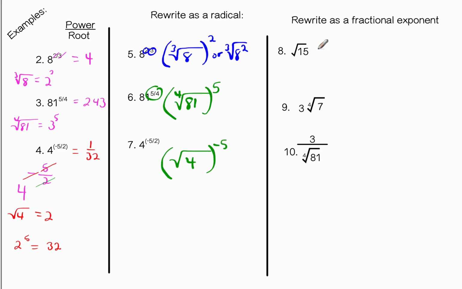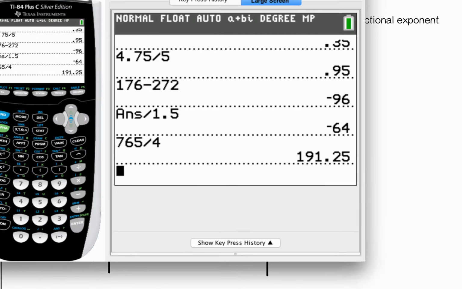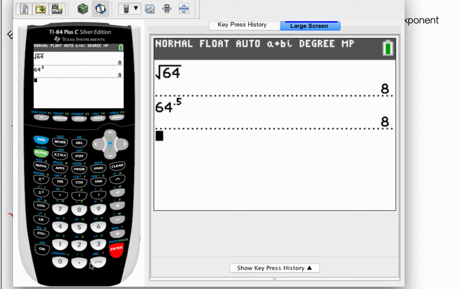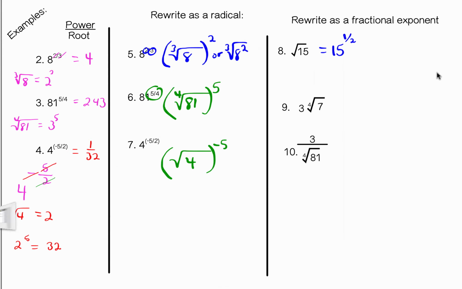15 square root. By now, hopefully you know square root can be rewritten as the 1/2 power. In fact, that's how I do square root on your calculator. I'm too lazy. Let's clear that out. I'm going to do something obvious here. If I want to take the square root of 64, it's too lazy for me to go second function, square root, 64, equals. I just do 64 to the 0.5 power. See, if I raise anything to the 1/2 power, it's the same thing as taking the square root.